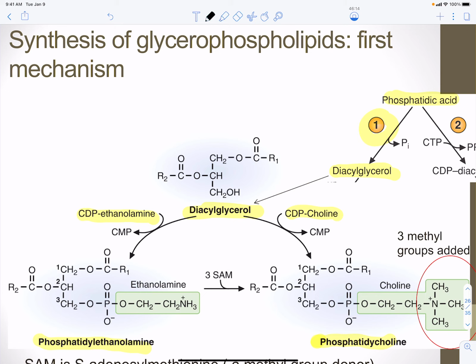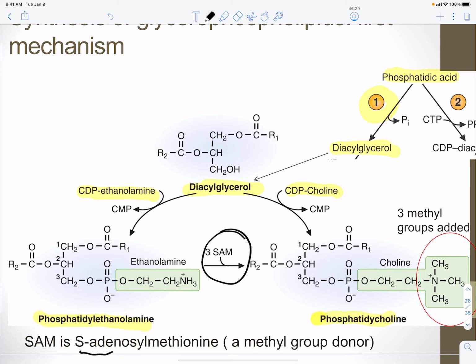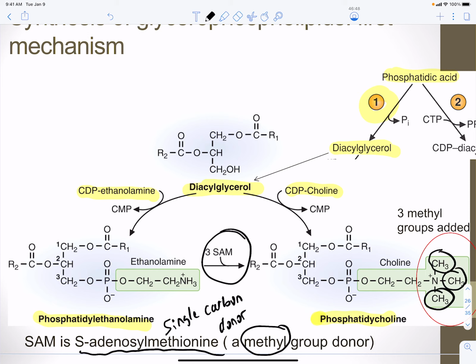Now, why I'm showing this is because you can convert between ethylamine and phosphatidylcholine without going through phosphatidic acid by using 3 of these SAMs. So SAM is S-adenosyl methionine. It is a methyl group donor. This is a single carbon donor. And so you need 3 of those. So you're going to add 3 carbons to your ethylamine to make choline.